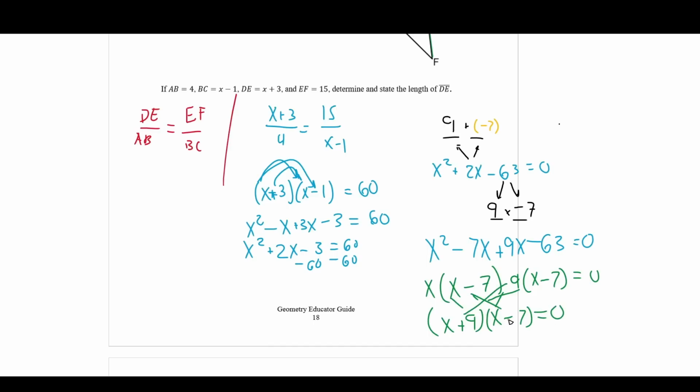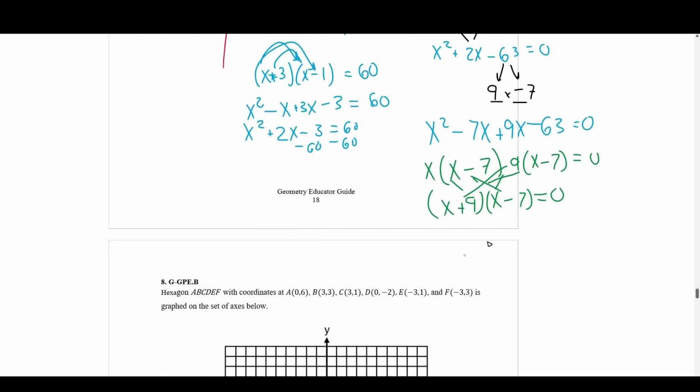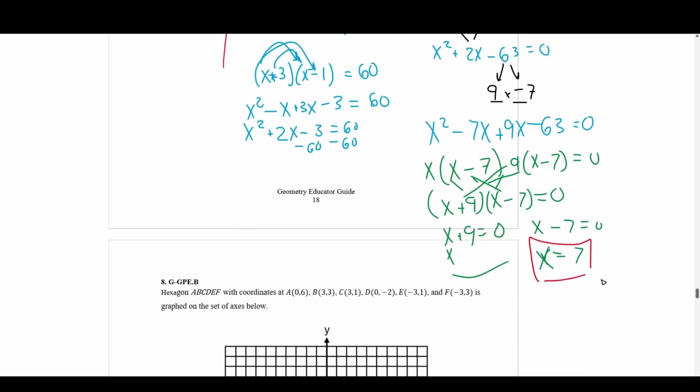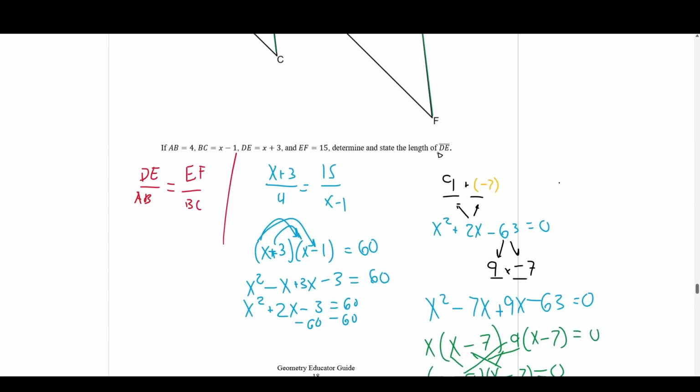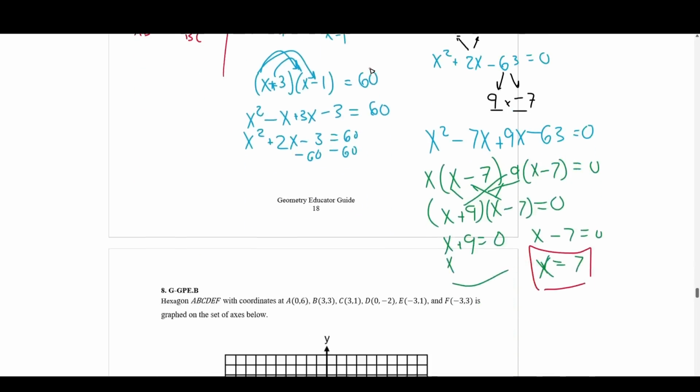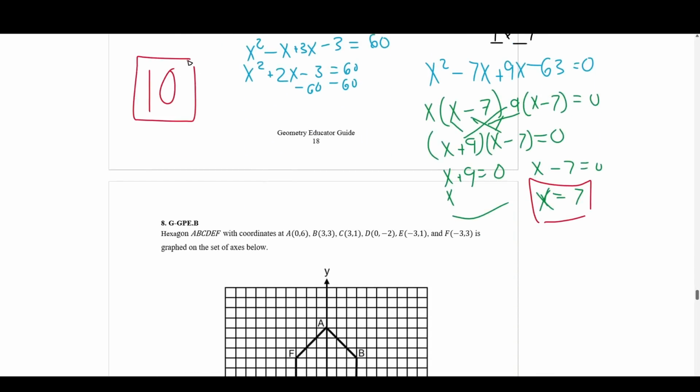So now I have to see which value of x makes this whole thing equal to 0. If x plus 9 is equal to 0, that means x has to equal negative 9. And finally, if x minus 7 is equal to 0, that means x has to equal 7. The issue here is that you can't have a negative distance in geometry, so we're not going to use x equals negative 9. We're going to use x equals 7 in this case. Now they're not asking for x, so you can't just say 7 is your answer. They're asking you for the length of DE. So the length of DE is 7 plus 3, which is actually 10. So the length of DE has to be 10.